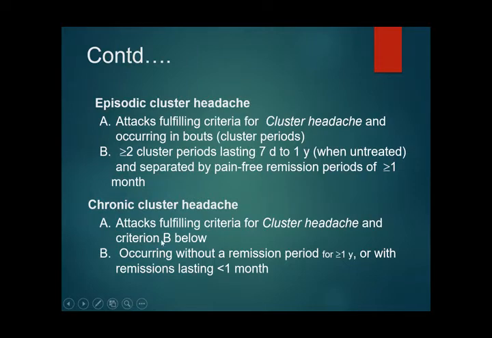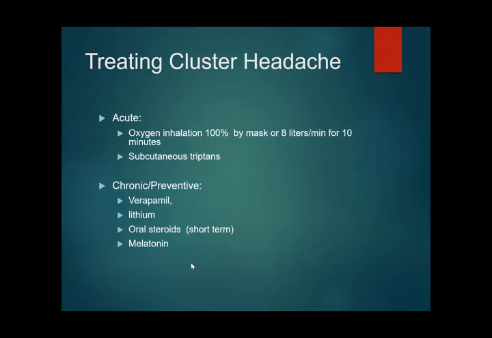Then we have chronic and preventive therapy, because these headaches will keep on occurring unless we give preventive treatment. The preventive treatment includes the calcium channel blocker verapamil. Lithium has been used as a prophylaxis, and oral steroids, which are used short term, like we start with 40 to 60 milligrams per day and gradually taper it off over the next 10 to 15 days. So this is also a form of preventive therapy, but we don't use long-term steroids. Melatonin has also been used, and other drugs used for prophylactic therapy for cluster headache include valproate and topiramate.